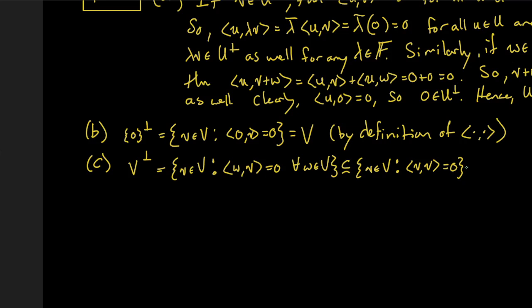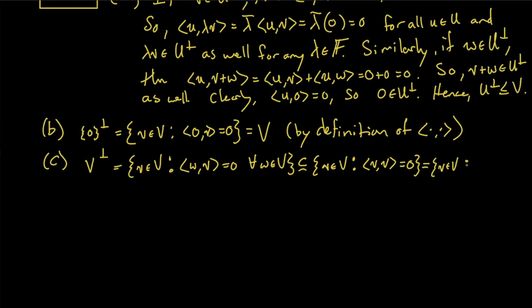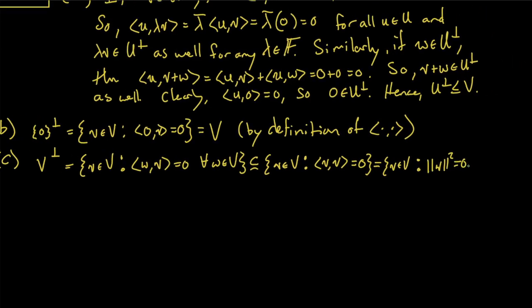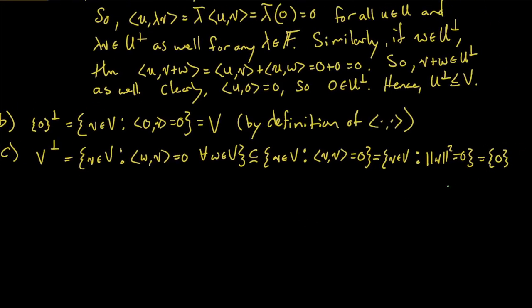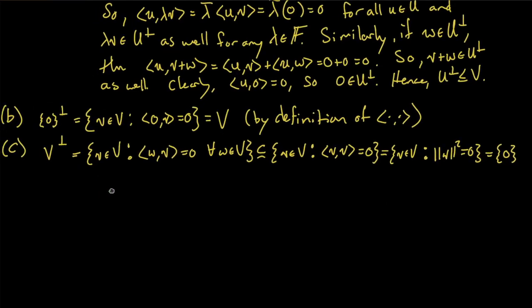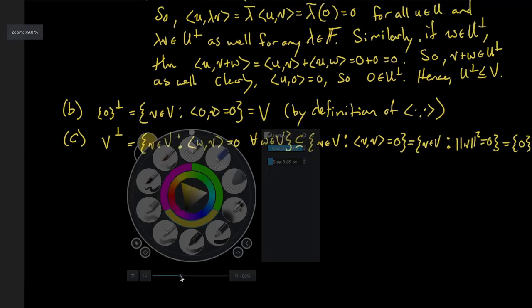But this set right here is just all of the v's whose norm squared is 0. That means they have 0 norm. That's just the 0 vector. So let me write this in there: v in V such that the norm of v squared is equal to 0. But there's only one vector that has a norm of 0. It's the 0 vector. So V perp is 0. Oh, okay. Cool. Nice. A, B, and C down.